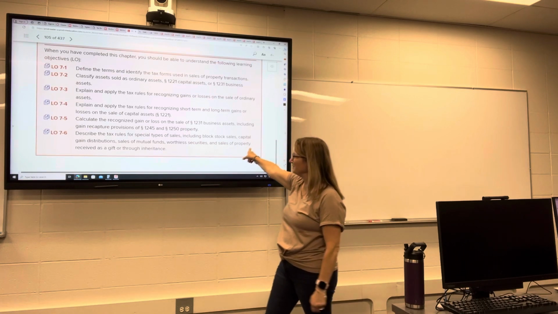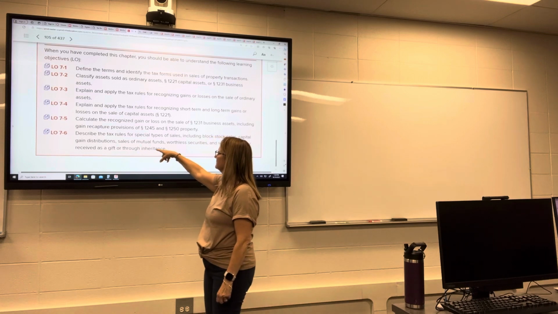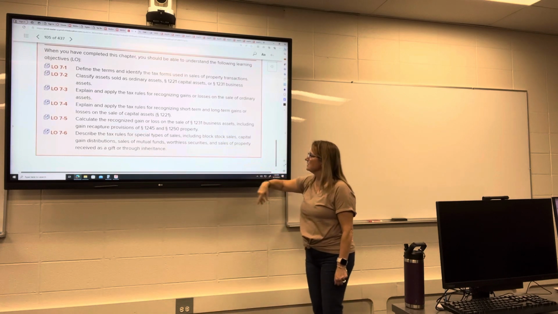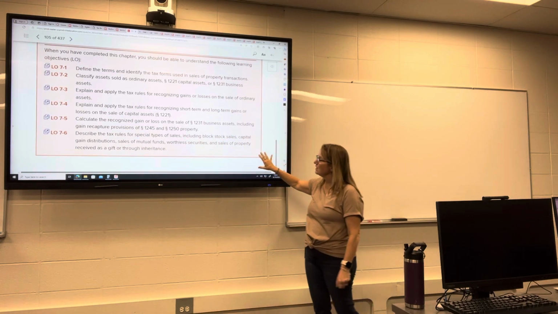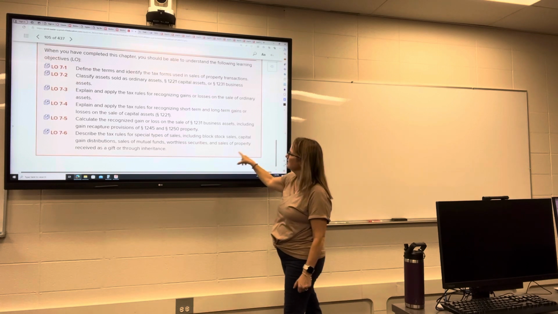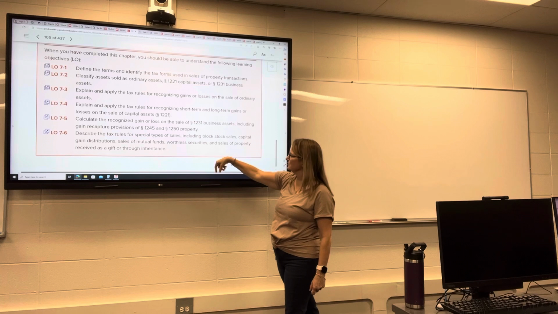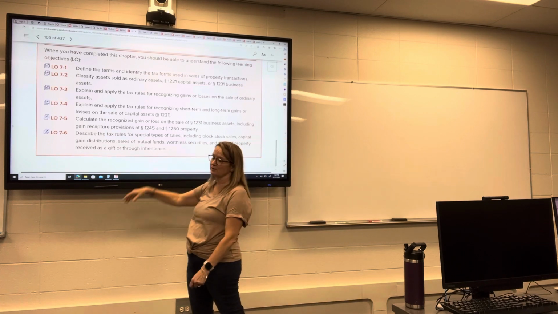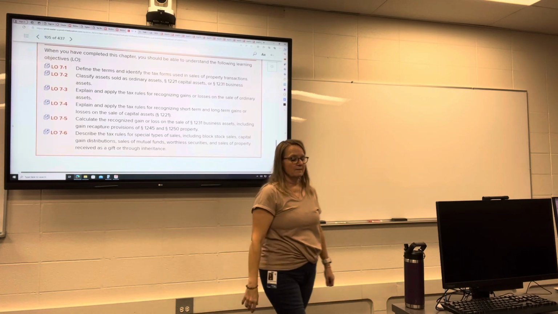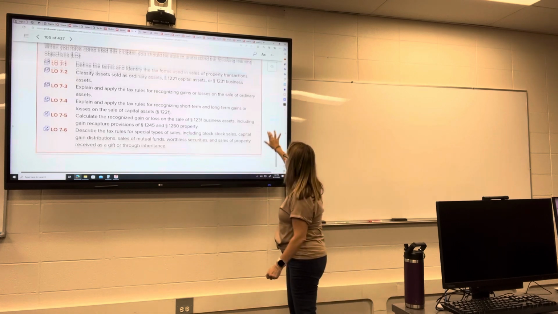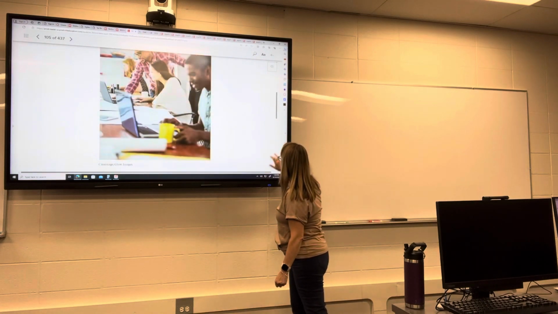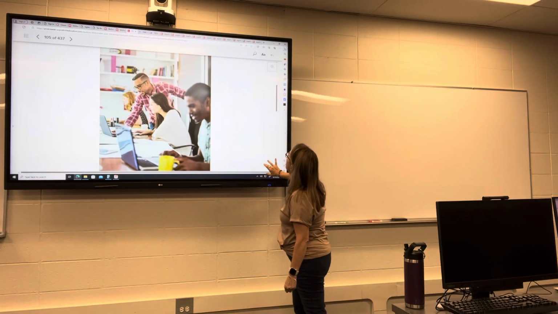We're going to talk about capital gain distributions and the sale of mutual funds. We'll talk a little bit about sale of property that's received as a gift or through inheritance. We're not really going to talk too much about the worthless securities issue there. Okay, so that's a little bit of a preview of this chapter.